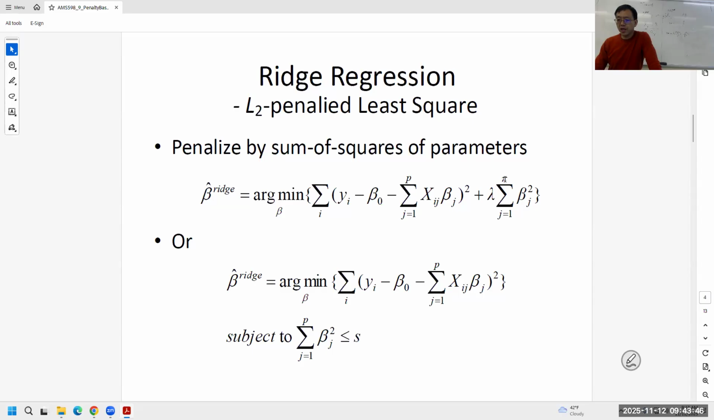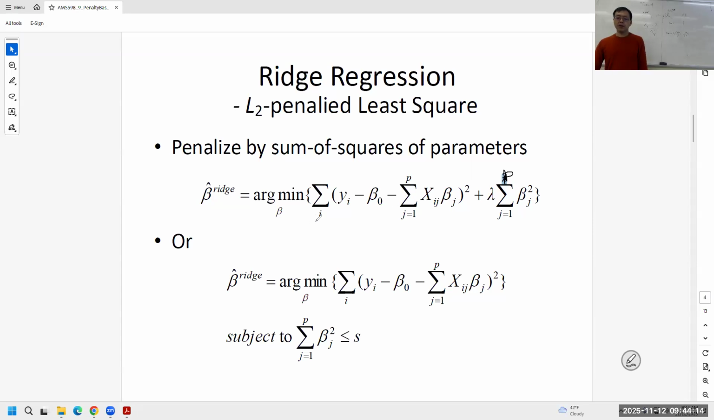This is not pi, this is actually p. It must be a text issue, I typed it wrong. So this is the penalty term, let me make a correction here. It is a summation over j from 1 to p of beta j squared.